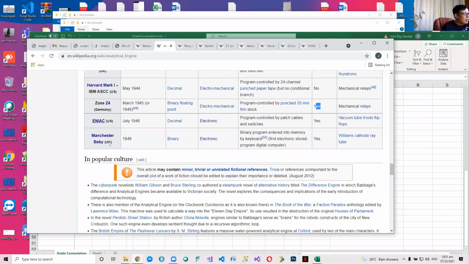Then finally, after the war, Manchester Baby is also binary. This time this is binary electronic. Okay. This is electronic stored program concept. This follows von Neumann's architecture already. We will introduce von Neumann also. And this is the first computer with a keyboard. Binary program entered into memory by a keyboard. Do you follow? There's no monitor yet. So if you ask, what is the first computer with a keyboard? It was Manchester Baby. Do you follow?